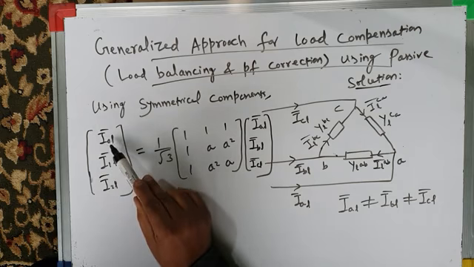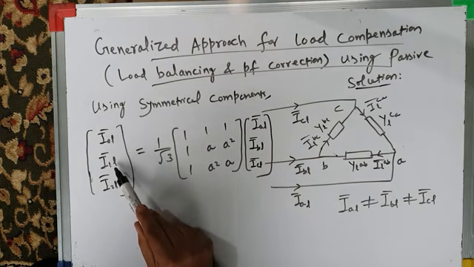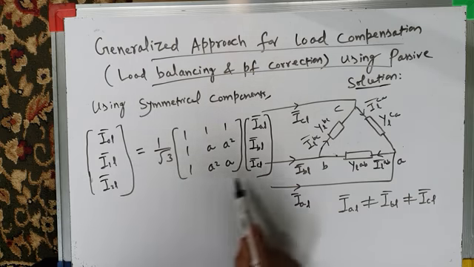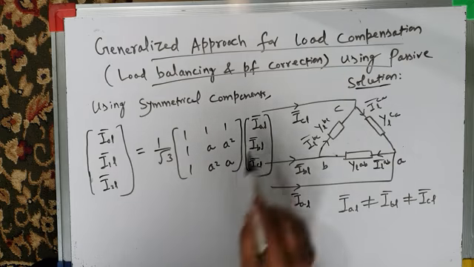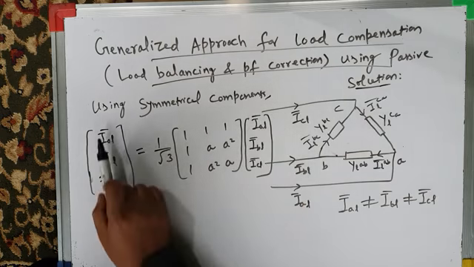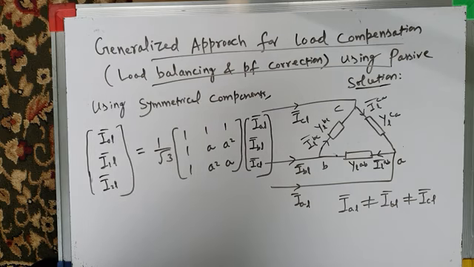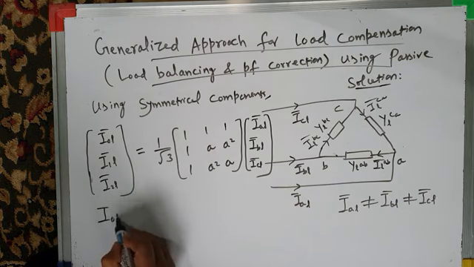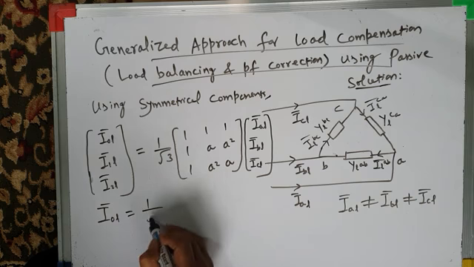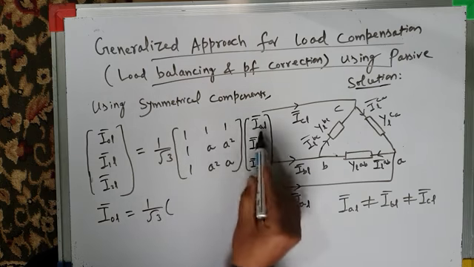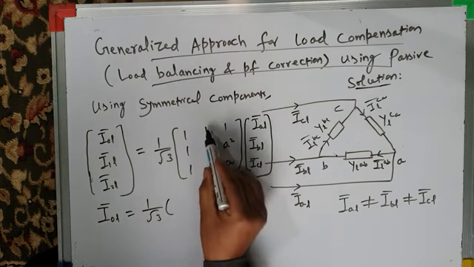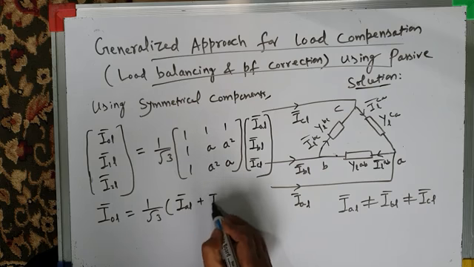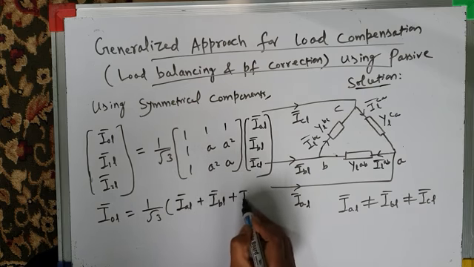That is, the zero sequence component of currents, the positive sequence components of the current, and the negative sequence components of the current in terms of line currents, or how we represent line currents in terms of sequence components or symmetrical components. From this, if you find the zero sequence component of current, I0L, it is given by 1 by root 3 times IAL into 1 plus IBL into 1 plus ICL into 1. That is IAL plus IBL plus ICL.